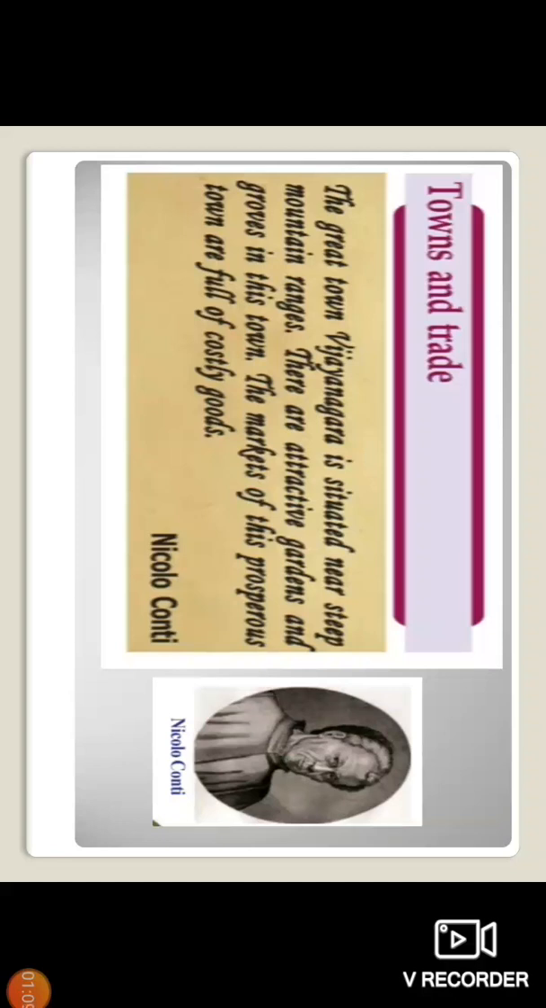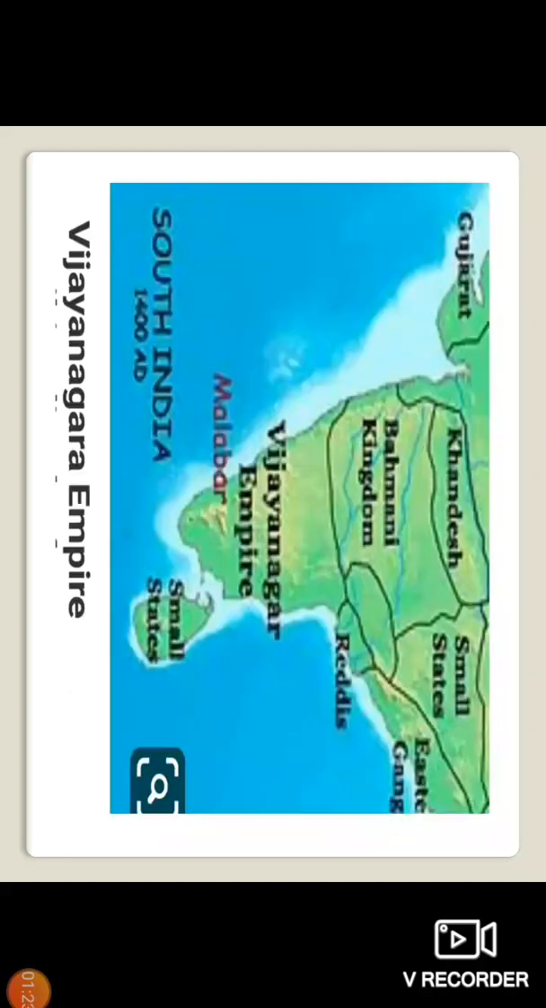Groves mean small forests. Information about the Vijayanagara kingdom was also obtained from the Persian traveler Abdur Razzaq. In general, we can say Vijayanagara was a prosperous country. Thus, the agricultural progress created favorable conditions for the prosperity of trade and commerce. That is, our trade was not limited within the country but extended outside the country.